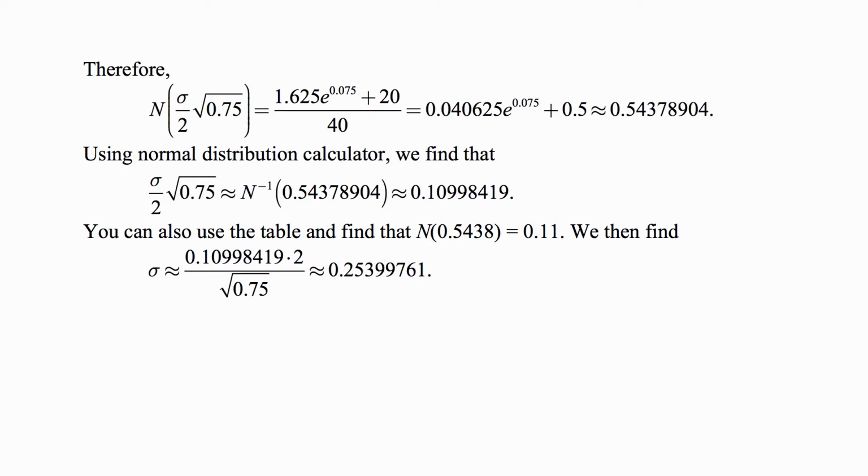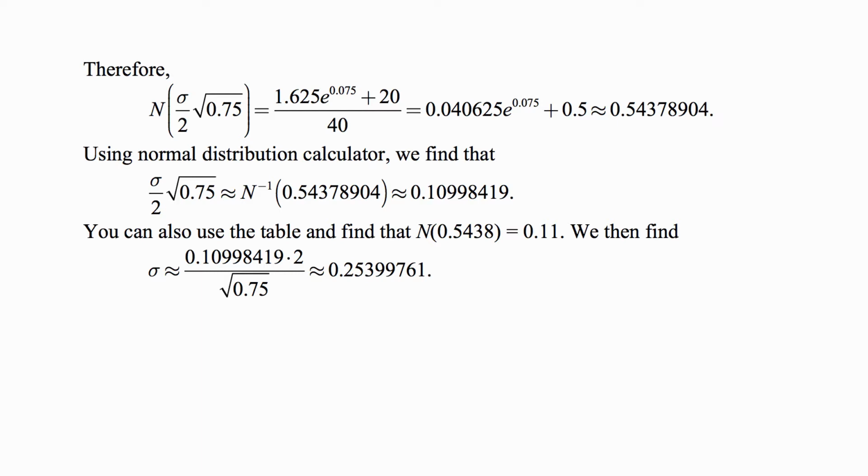Well, then we can figure out what N of sigma over 2 times square root of 0.75 is. Again, this is the cumulative distribution function of a standard normal distribution, and it's approximately 0.54378904. So you can use the normal distribution calculator and find then sigma over 2 times square root of 0.75 to be approximately 0.10998419, or look it up in the table that is given in the paper and pencil version of the test, and you will get almost exactly the same number, 0.11.